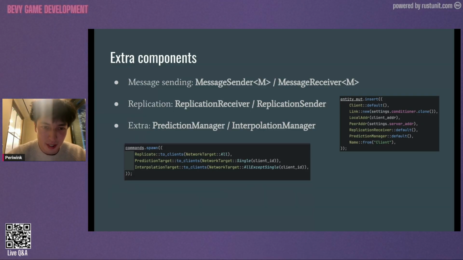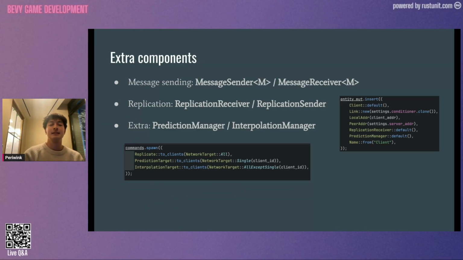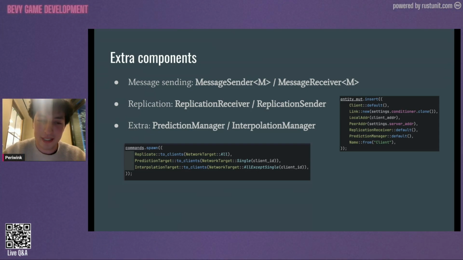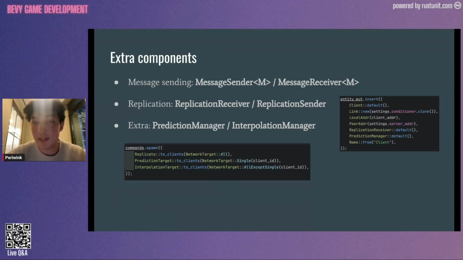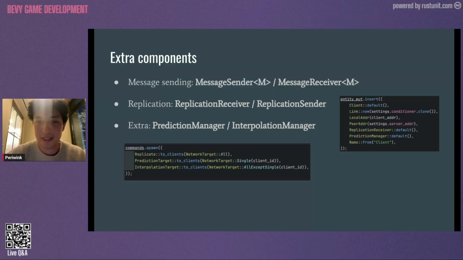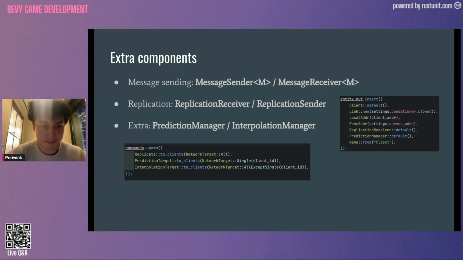And the snippets at the bottom show how you would replicate an entity to some remote peers. So for example, this is an entity spawned on a server, and you can say, I want to replicate this to other clients, and you can specify to which clients you want to replicate. So this would be replicated to all the clients that are connected to the server, and then you can specify which clients are going to do prediction and which ones are going to do interpolation.